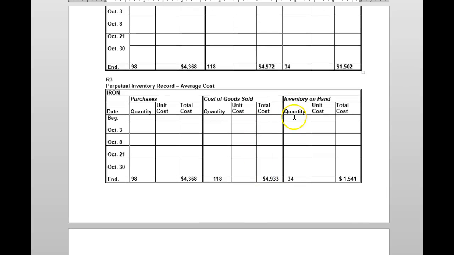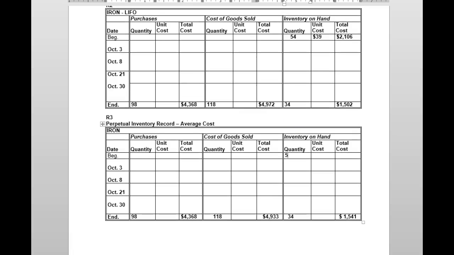Again, this is the average. We start with 54 at 39 and total cost of 2,106. There you go. Then on October 3rd, your cost of goods sold, you sell it, right? So you have 44 at 39, and that cost of goods sold is 17.16. So now you have obviously 10 left at $39 or $390.